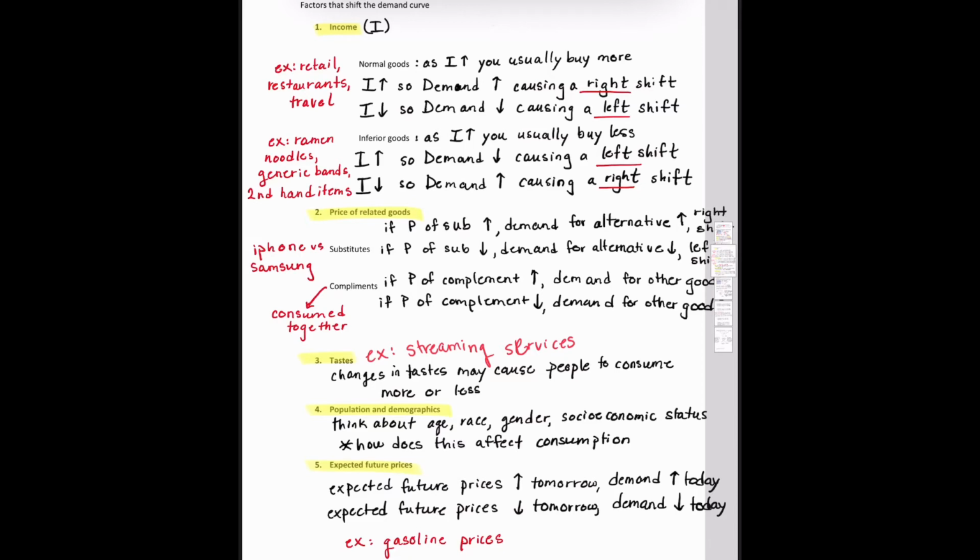Okay, the fourth one is population and demographics. Think about how age, race, gender, and socioeconomic status affect consumption. So, an example of this would be healthcare. As the baby boomer population becomes older and older, their demand for healthcare services and goods is going to increase. There's more people demanding more services as they get older.